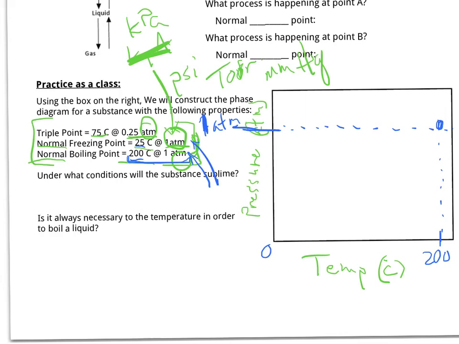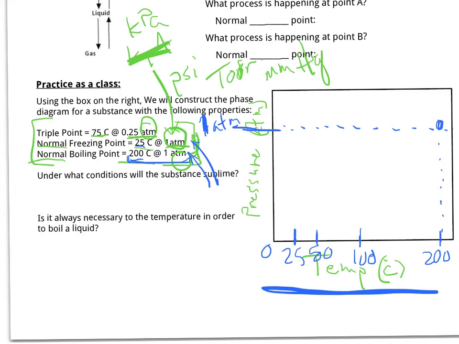Then I go to my normal freezing point. That happens at 25 degrees Celsius. Well, I'm kind of picky. I want this to be to scale. So I look at my temperature range down here, right? It's 0 to 200. So I go about halfway. That's going to be 100. I split from 0 to 100 in half. That's going to be 50. And I go from 0 to 50. I'm going to split that to 25. Since I don't have a real nice graph here, that just gives me some scale, okay?